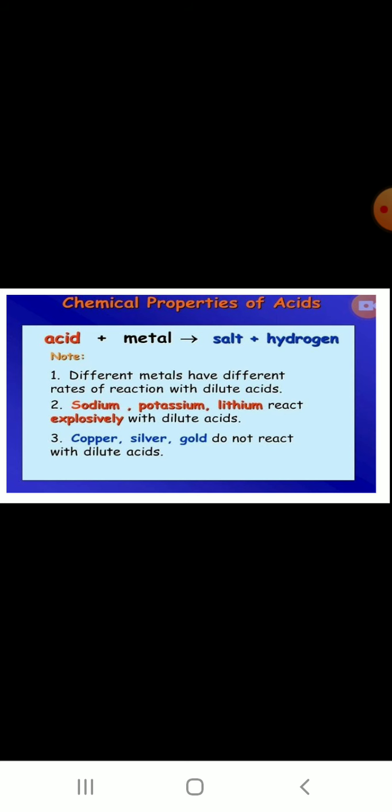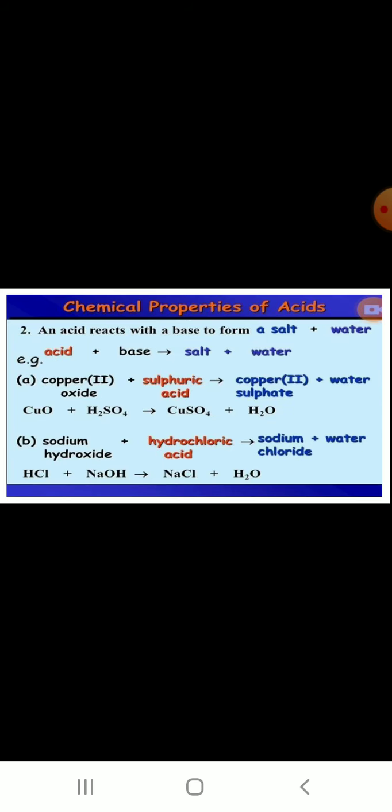An acid reacts with a base to form salt and water. So if an acid is made to react with a base, what happens? It is an acid-base reaction. You can call it a neutralization reaction. An acid reacts with a base and forms salt and water.